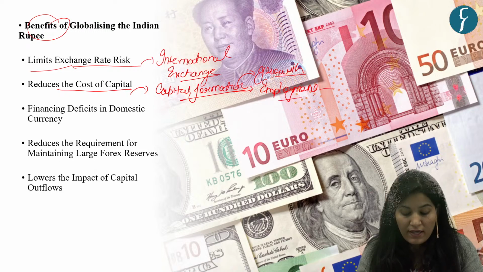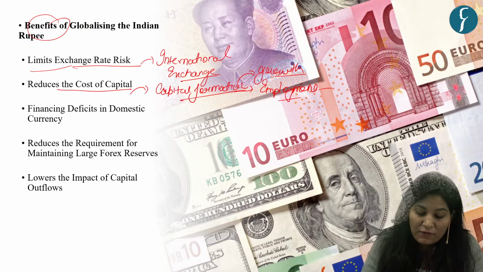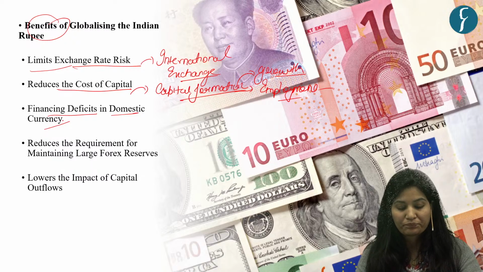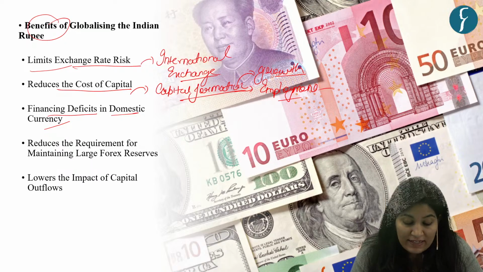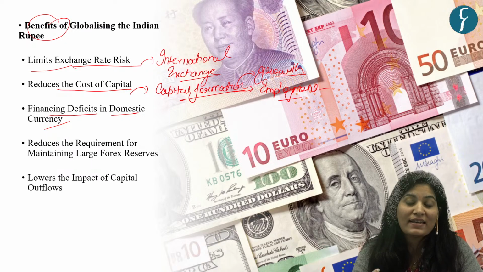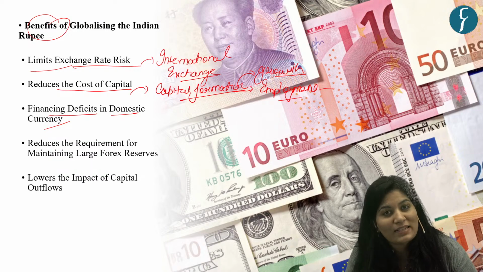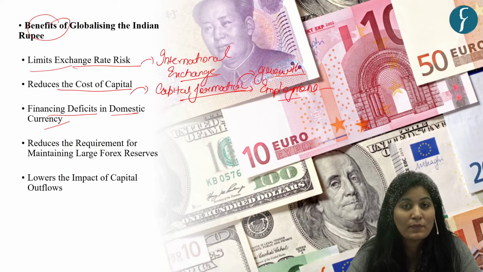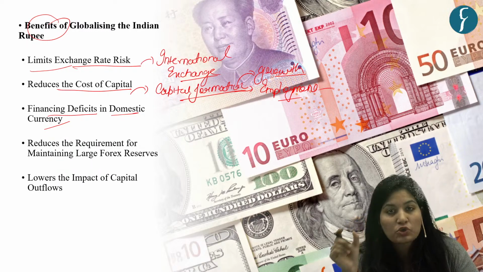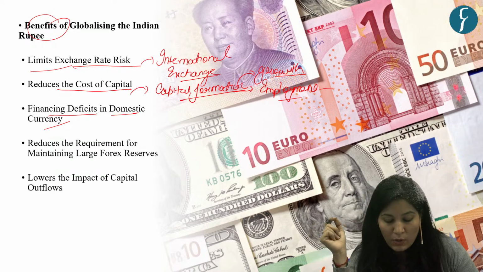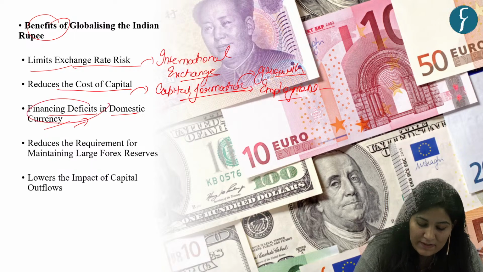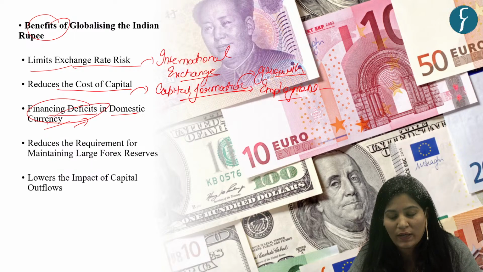Got it? Then third benefit is financing deficits in domestic currency. It's easy to finance deficit in domestic currency because India can raise money by issuing bonds in domestic currency rather than going for foreign currency, which is again a cause of concern because of the risk of exchange fluctuation. So here the government can issue bonds in domestic currency to finance deficits, rather than going for foreign ones.